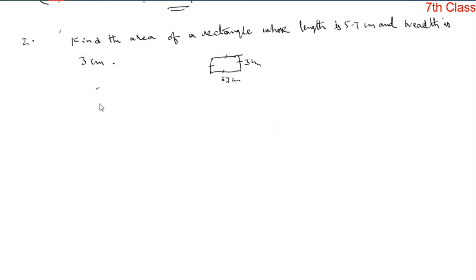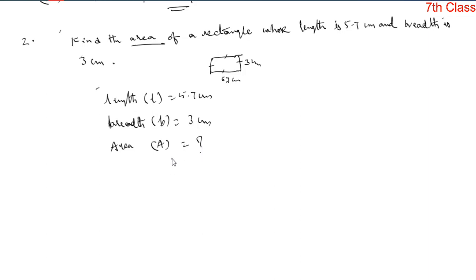Now the solution. What is the length? L is equal to 5.7 centimeters and breadth B is equal to 3 centimeters. So what is the area of a rectangle? Area A is equal to L into B, length into breadth. Therefore 5.7 centimeters into 3 centimeters.